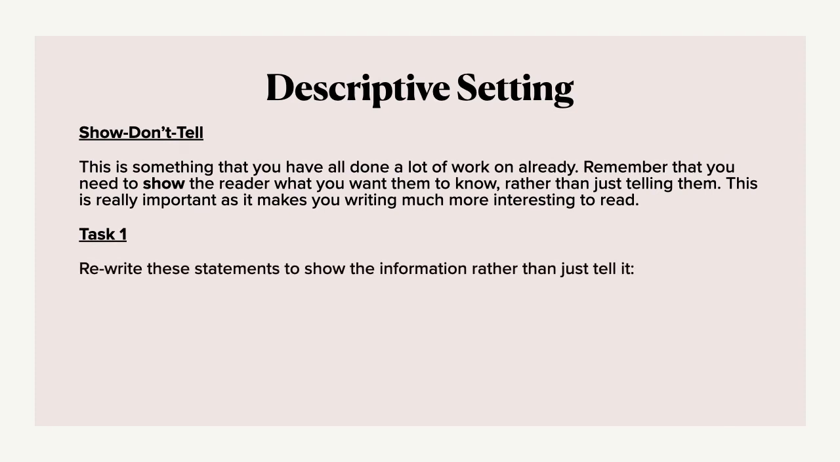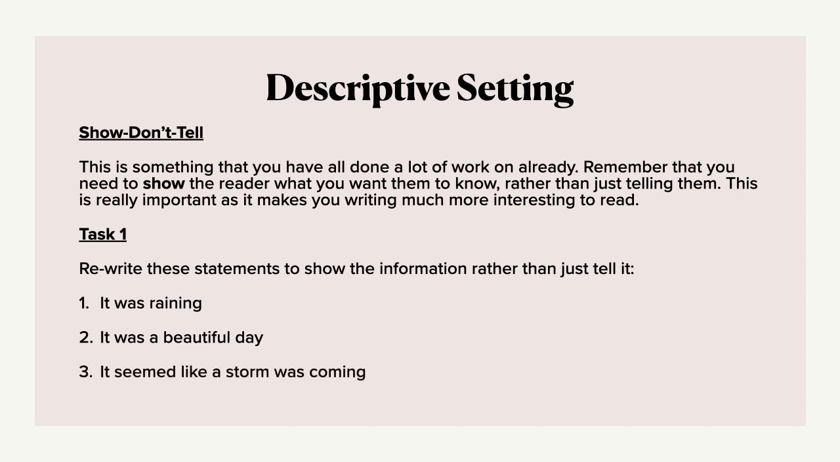So for task 1, what you should do in your jotter is rewrite the following statements to show the information rather than just tell it. Number 1, it was raining. Number 2, it was a beautiful day. And number 3, it seemed like a storm was coming. Pause the video, try that now.